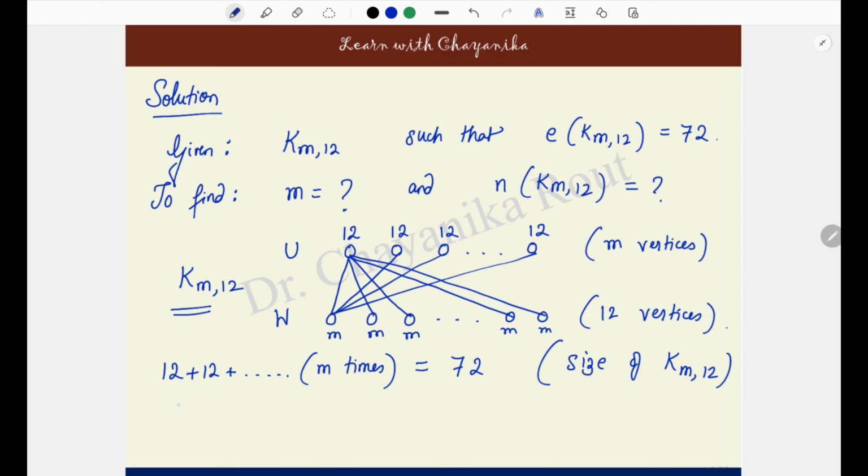So this summation is nothing but 12 times m is equal to 72. If we solve this, we get the value of m as 72 by 12, that is 6. So the value of m is obtained as 6.